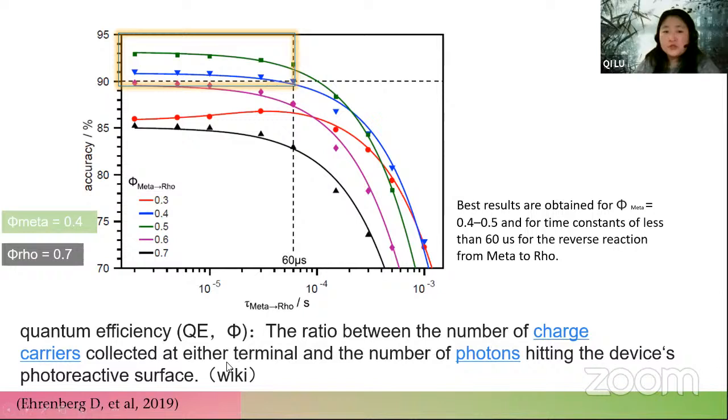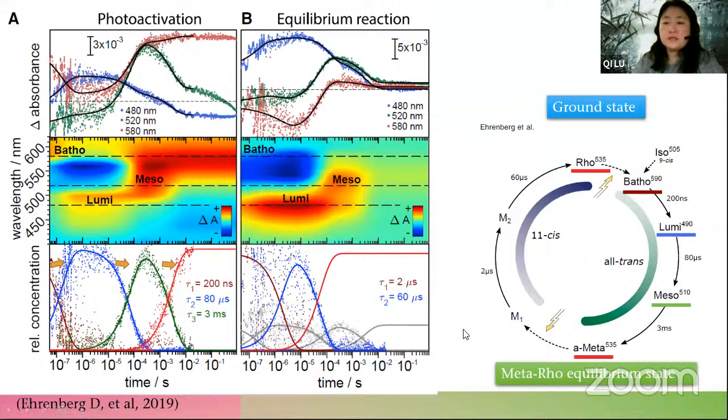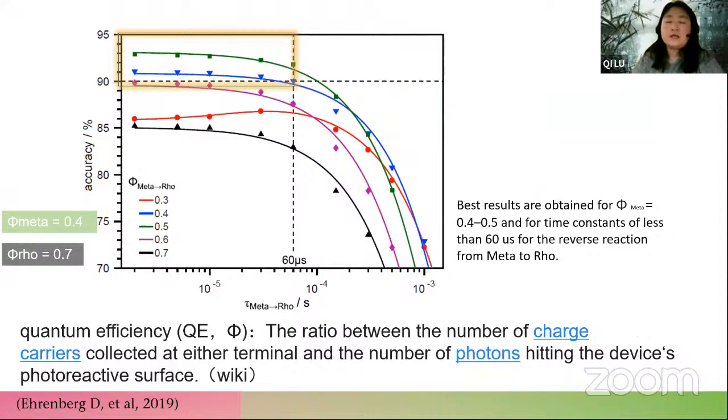In this image, it shows the quantum efficiency. In this figure, the most efficient is shown in the upper left box. In this box, we can see that the most efficient point is where the quantum efficiency is 0.4, 0.5. This is the active state, the metarhodopsin equilibrium state. At this state, it's more efficient.